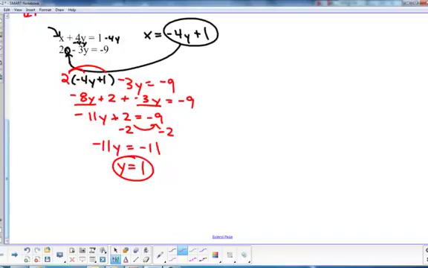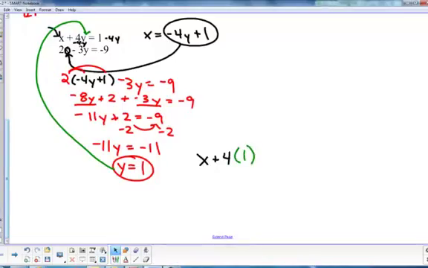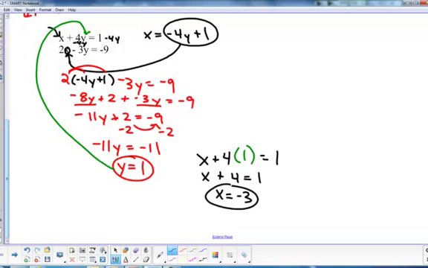So you're going to pick your favorite equation, plug it back in. It doesn't matter which equation you use. You're going to get the same exact answer. So if I plug it into the first one, x plus 4, and then instead of y, I'm plugging in my 1, equals 1. So x plus 4 equals 1, so x would equal -3. So my ordered pair solution is -3, 1.